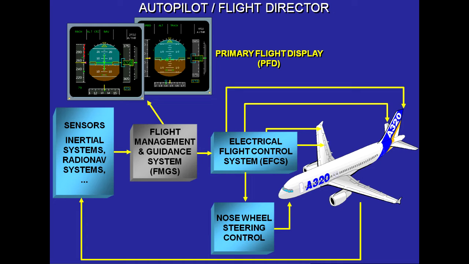The flight director function generates optimum guidance orders used in manual controls. The flight director is also used to monitor the autopilot when it is engaged. The flight director symbols are displayed on the primary flight displays, PFDs.